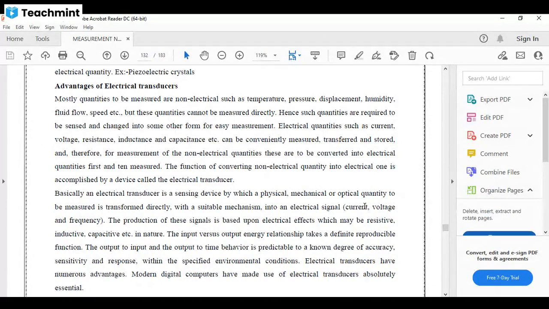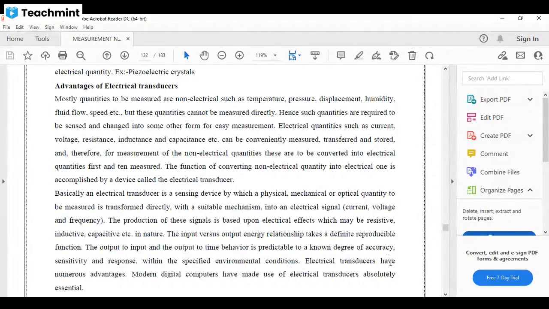Electrical signal means either current, voltage or frequency. The production of this signal is based upon an electrical effect which may be resistive, inductive, capacitive, etc. in nature, and the input versus output energy relation takes a definite reproducible function, and the output or input behavior is predictable to a known degree of accuracy, sensitivity, and response, within the specified environmental conditions.